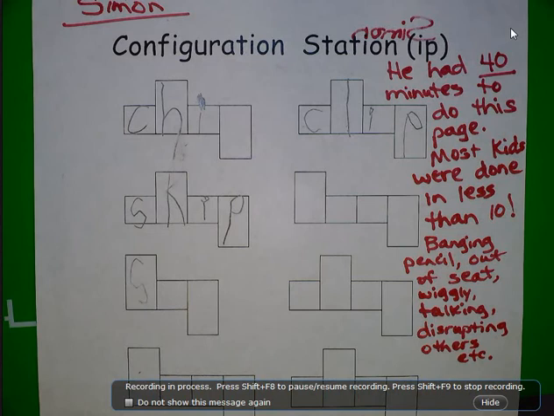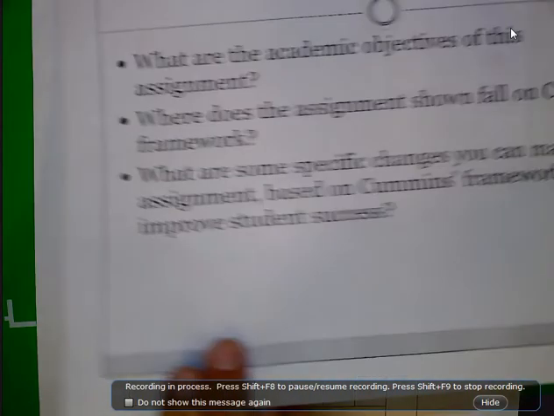A parent reading this is going to say, it is clear this child didn't understand this, and it's clear that he really wasn't getting the help he needed to understand it. So here are some questions I want you to consider, based on what you've seen here.